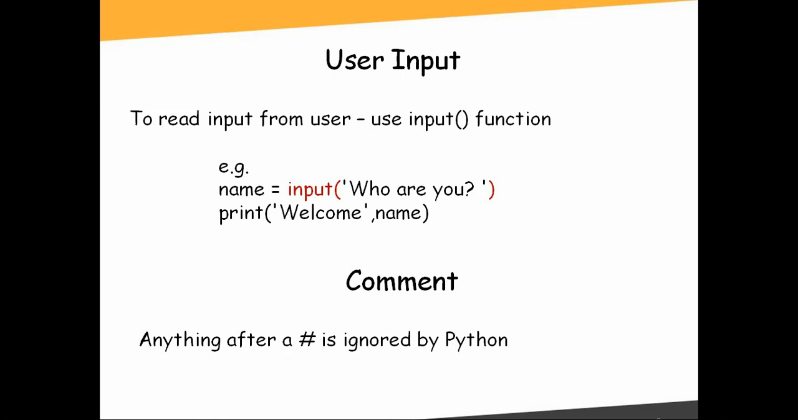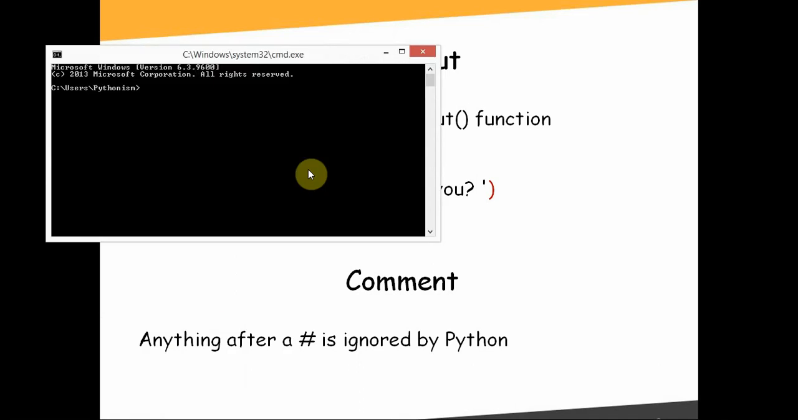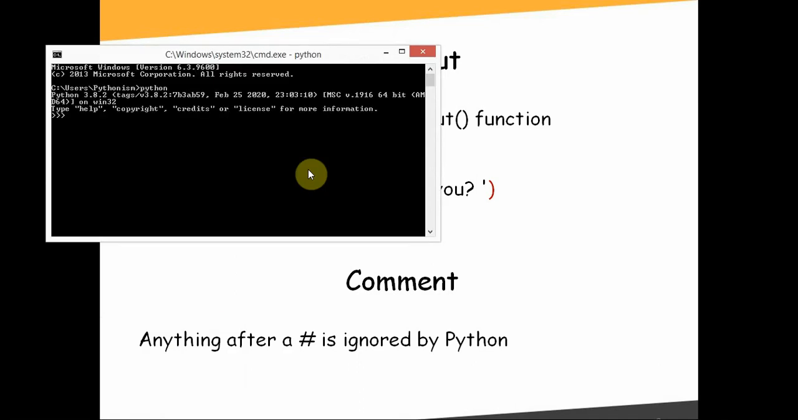So here I've used "who are you", so you can enter your name. It will prompt you for "who are you", you enter your name, and then it will store it inside the variable name. Then you can print that user-entered value using the variable name. I'm going to do this in the Python console, because Sublime Text does not support the user input function. So I'm going to open my command prompt and type python here.